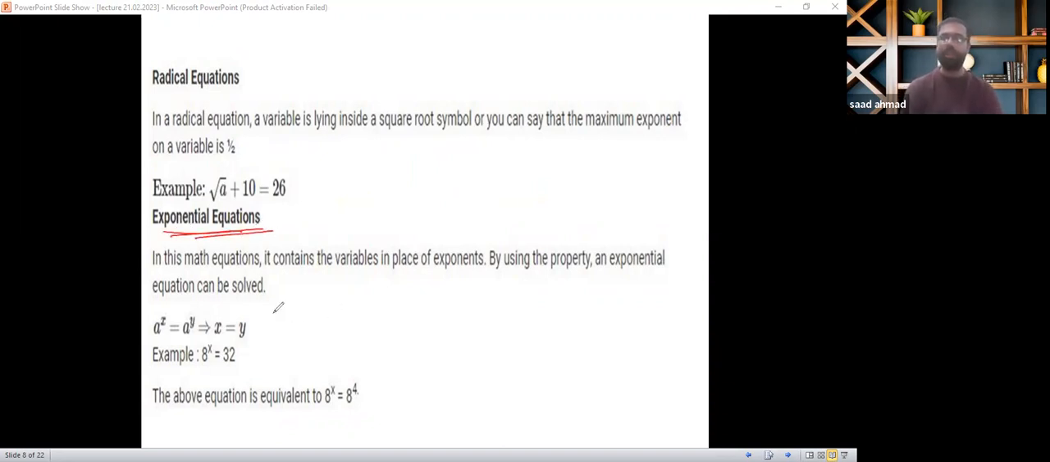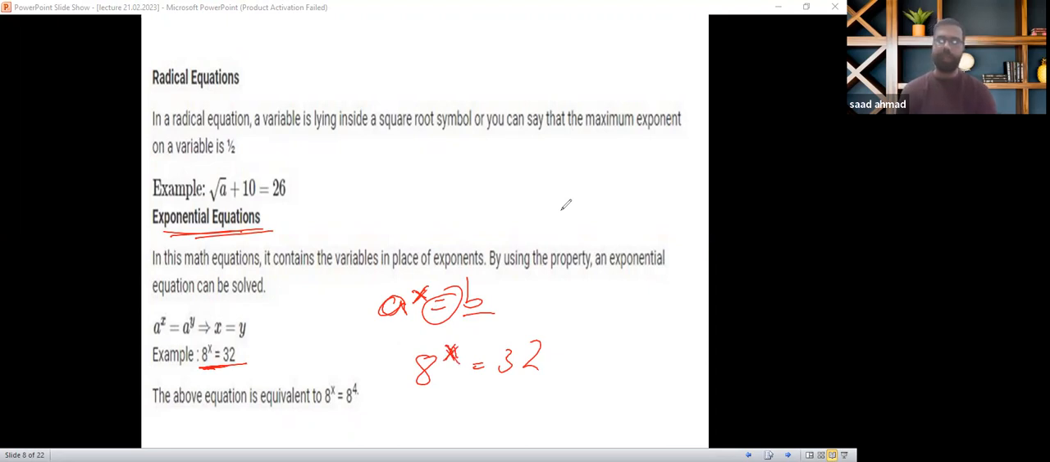Exponential equations are the ones that have powers of something, like a to the power x equals b. A is a constant, b is a constant, and x is a variable. Because these kinds of equations have an equal sign, these are the exponential equations, right? Like 8 to the power x equals 32. Basically, if they ask us to solve, we need to tell what power of 8 gives us 32.